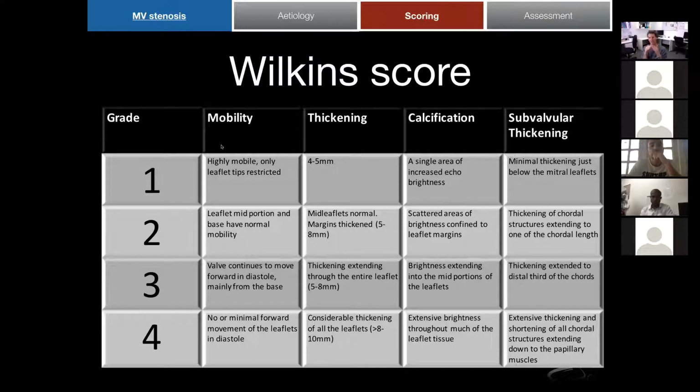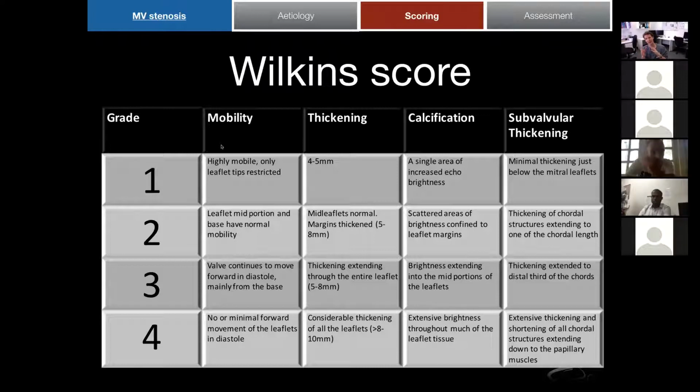And obviously, if you've got completely fixed, immobile leaflets, if you crack them open, you're probably not going to get nice flow coming through it again. In terms of thickened leaflets, if they're super thickened, again, if you crack the commissures, they're probably not going to work beautifully after that.